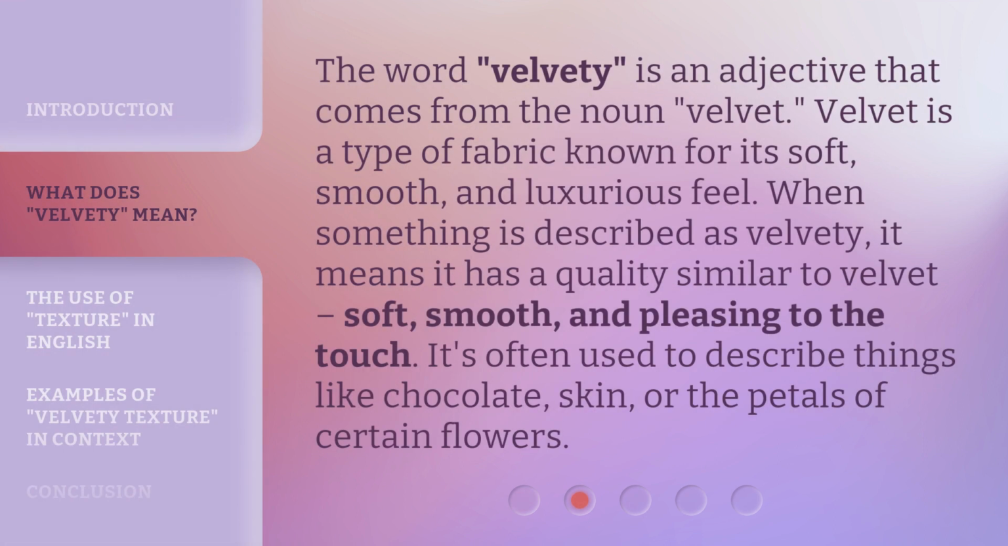The word velvety is an adjective that comes from the noun velvet. Velvet is a type of fabric known for its soft, smooth, and luxurious feel. When something is described as velvety, it means it has a quality similar to velvet, soft, smooth, and pleasing to the touch. It's often used to describe things like chocolate, skin, or the petals of certain flowers.